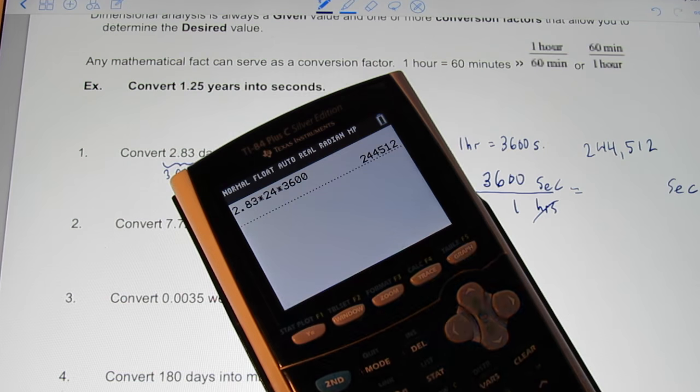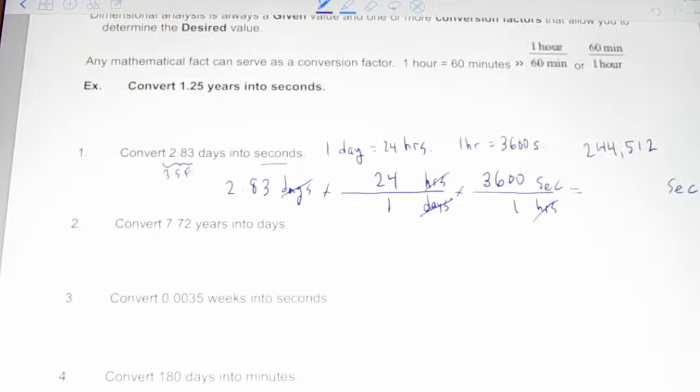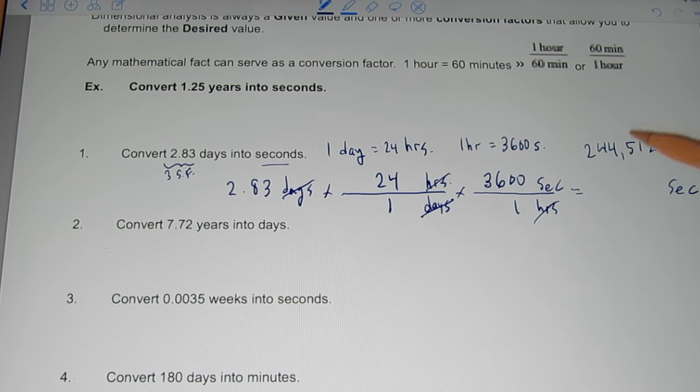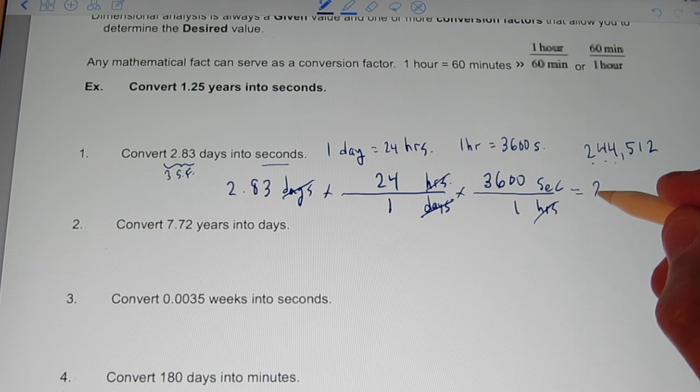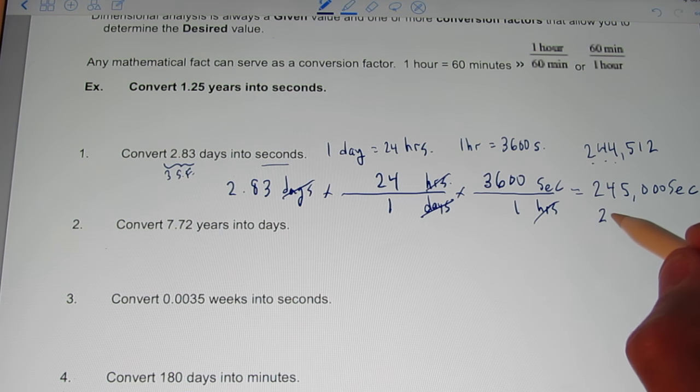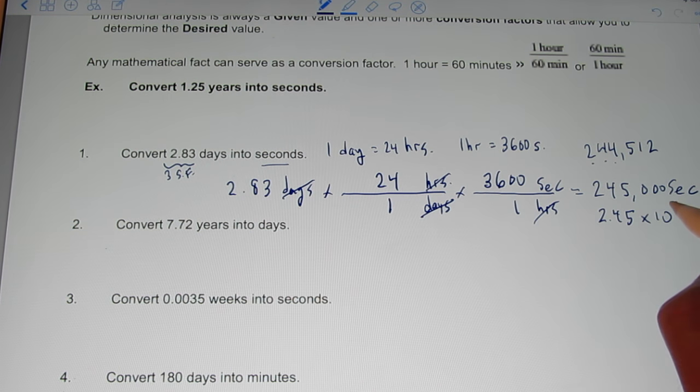But remember that 244,512 seconds needs to be rounded off to 3 significant figures because of the value that I gave you. So we count over 3 from the left, 1, 2, 3, and I'm going to round that off to 245,000 seconds. Or you could write that as 2.45 times 10 to the 5th seconds. Either answer I would be very happy with.